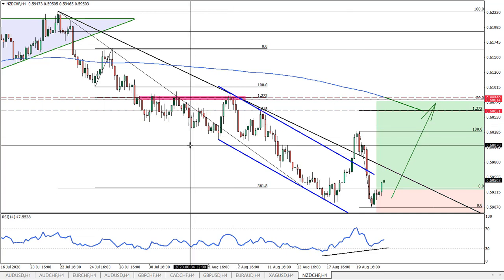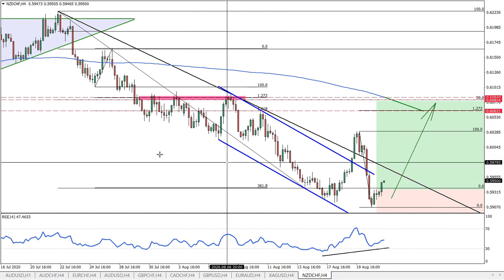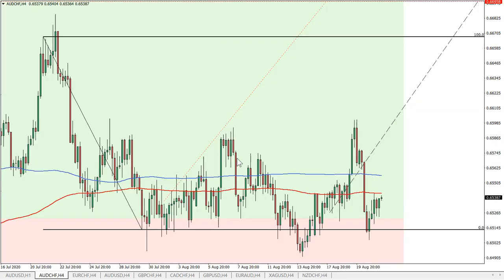And now it's time to move on to our previous ideas and analysis on multiple currency pairs, starting off with the Australian Swiss franc. This is the idea we had.